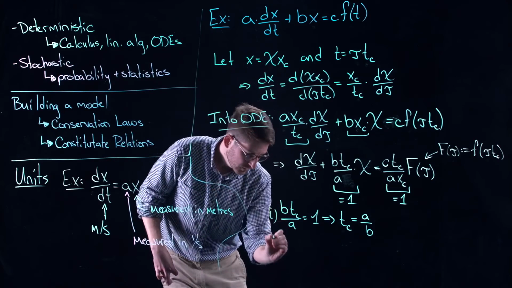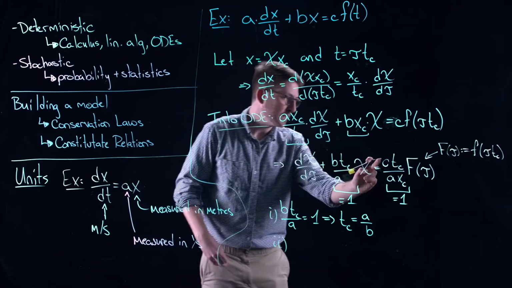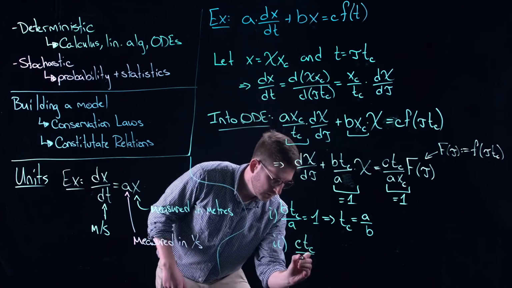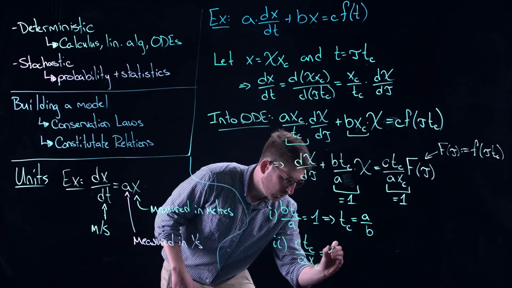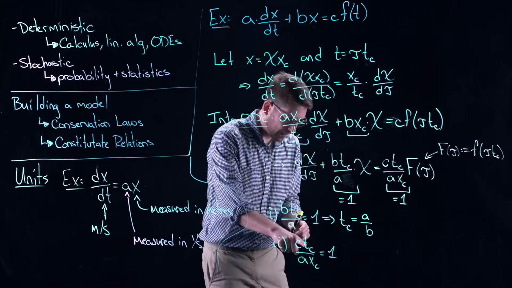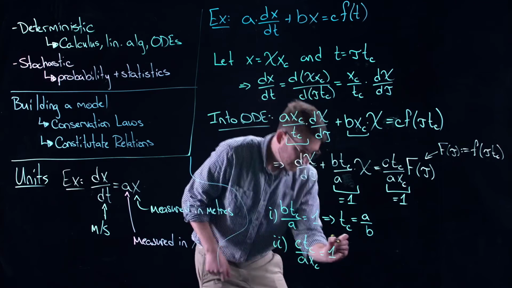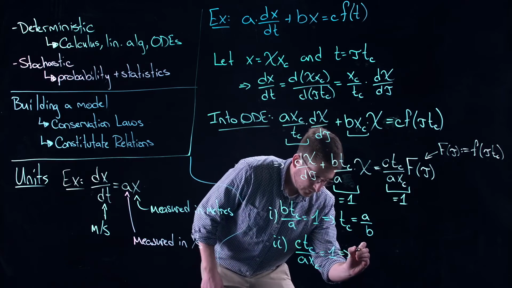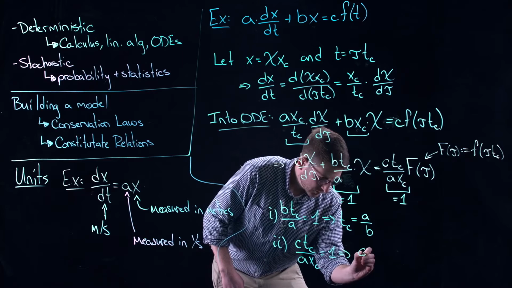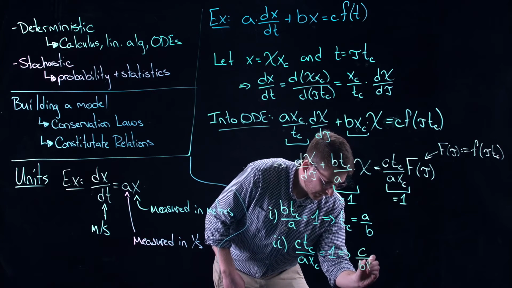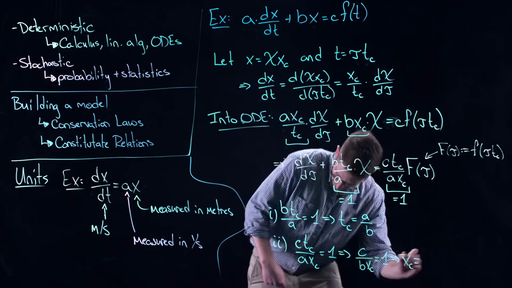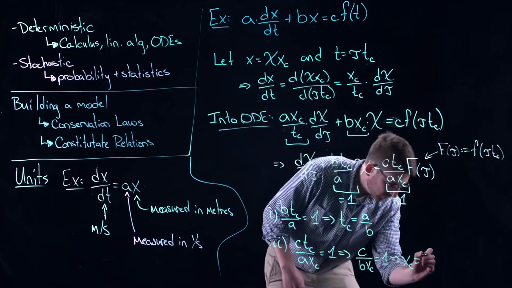Okay. Then the other one is c tc over a xc is equal to 1. In this case, now I've already got tc, so this actually gives me c over b xc is equal to 1, which tells me that xc is equal to c over b.